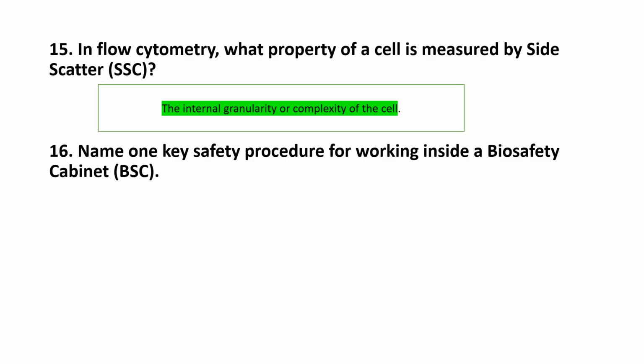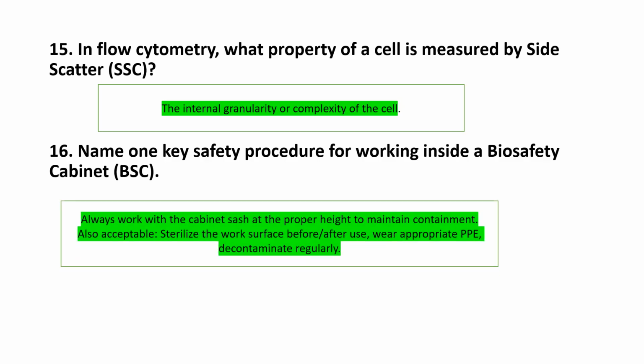16. Name one key safety procedure for working inside a biosafety cabinet. Name one key safety feature or procedure for working inside a biosafety cabinet. Always work with the cabinet sash at the proper height to maintain containment. And then I had to include some of the answers here, which are also acceptable. Sterilize the work surface before and after use, wear appropriate PPE, and also decontaminate regularly. Personal protective equipment. Make sure that you wear appropriate PPE.